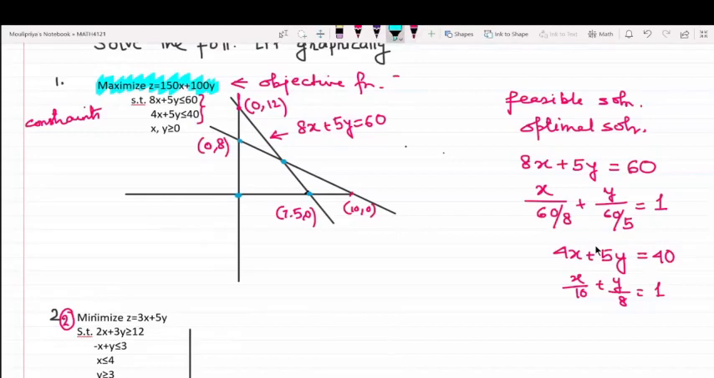Okay, fine. Now tell me, which one is the feasible region in this case? That implies which region is being satisfied by both the constraints and the non-negativity condition. If you quickly tell me the point of intersection of the two lines. 5,4.